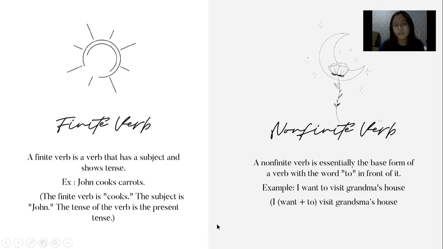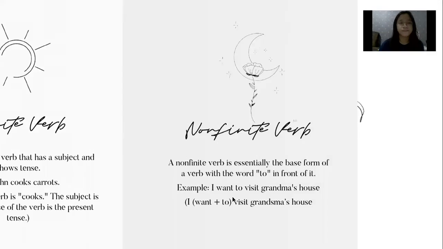Non-finite verb. A non-finite verb is essentially the base form of a verb with the word to in front of it. For example, I want to visit grandma's house.